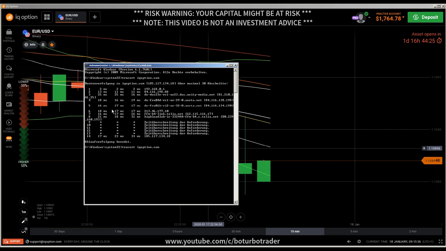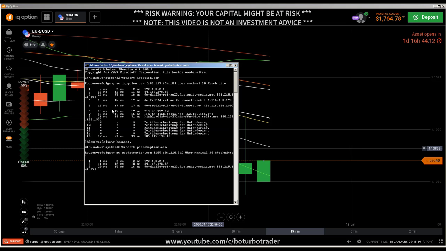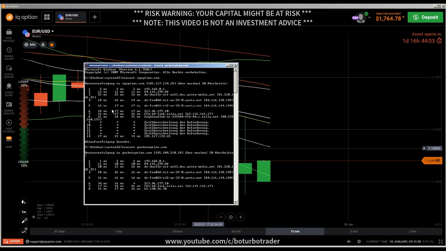So let me do the same here for Pocket Option, so that you see what the difference is. Important here: if you have higher delays, more than, I would say, 100 milliseconds, then you have to make sure that you do good trades. That means you have to trade mostly in the direction of a trend, and maybe also use higher time frames, higher expiration times.